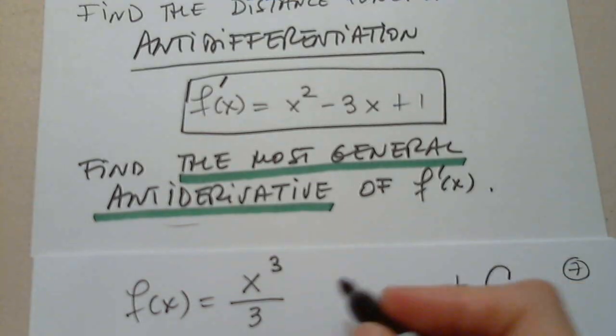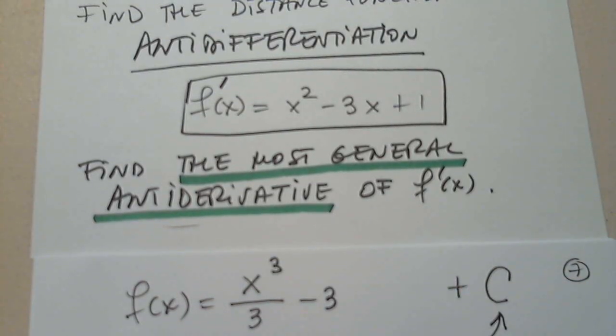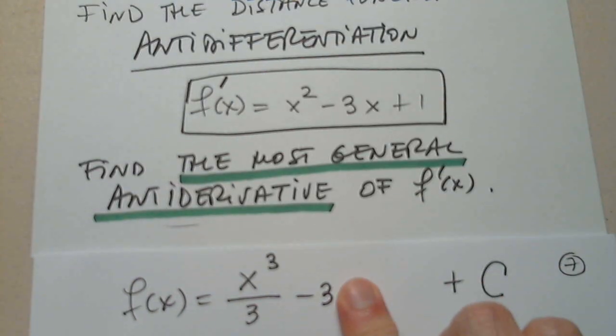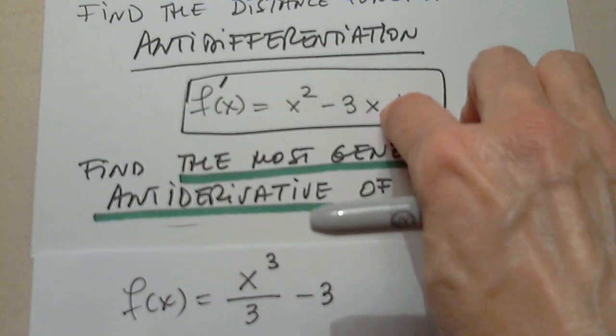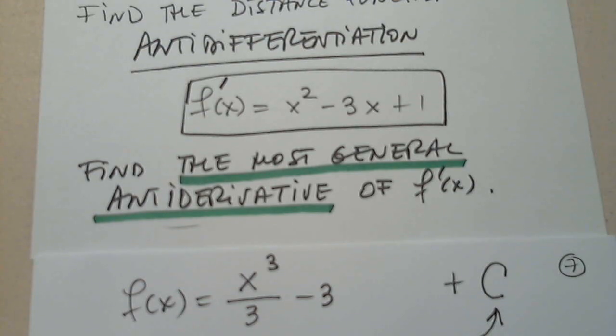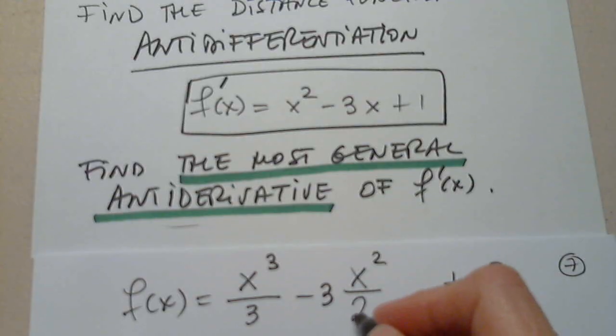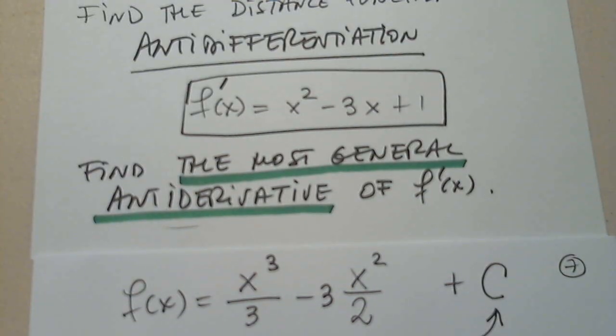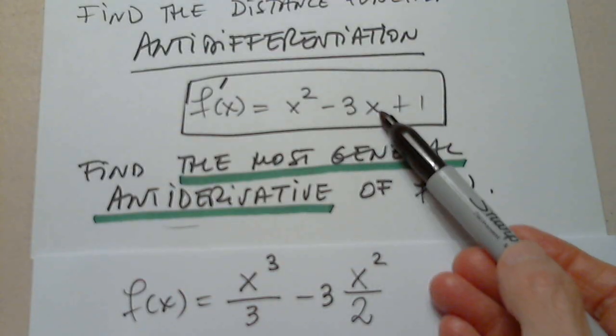Now I will copy negative 3, and I will use the same rule to find the function whose derivative is x, meaning power 1. So 1 plus 1 over 1 plus 1. So this means x squared over 2. Does it work? Let's check. Bring down 2, simplify, and I get back negative 3x.